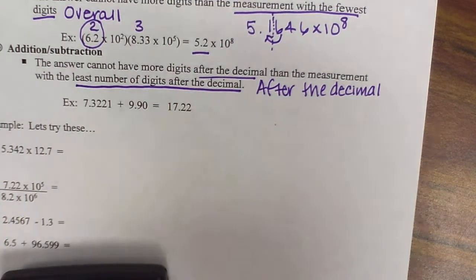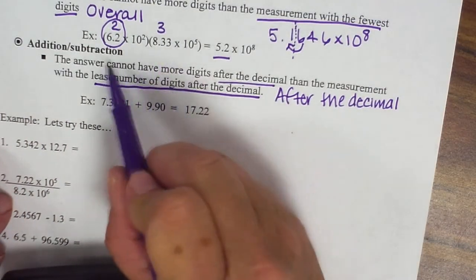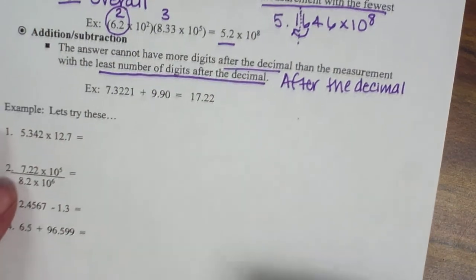Okay? All right. Because you see, the 8.33 was more precise. I can only have my answer be as precise as the 6.2. Let's do the addition one.